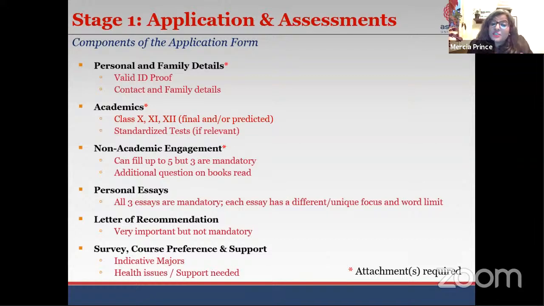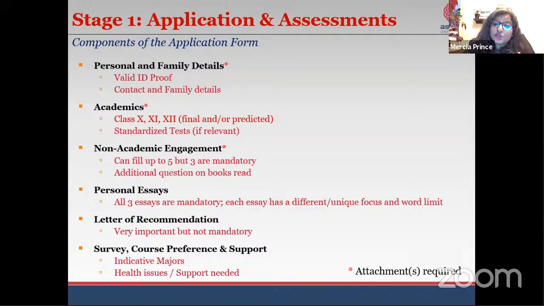Then there's a non-academic engagement section. We have a space for you to fill up to 5, but we've made 3 non-academic activities and engagements mandatory, and we would like you to fill those. There's also an additional question on books that you may have read. I'm going to talk about each of these sections a little bit more, so bear with me as I run through this.